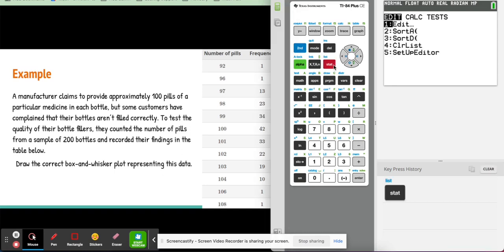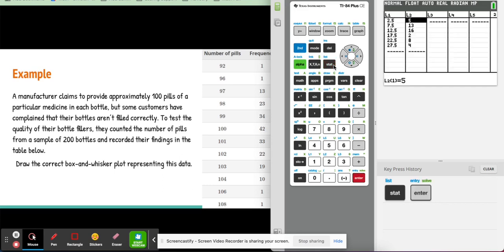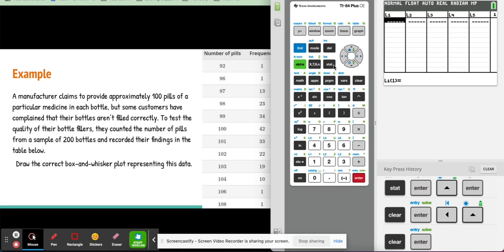In your calculator, you're going to click Stats, edit your list. You're going to delete the list that you have. So delete, and you're going to delete the next one. And now I'm going to encourage you to pause the video and enter the data that you see.